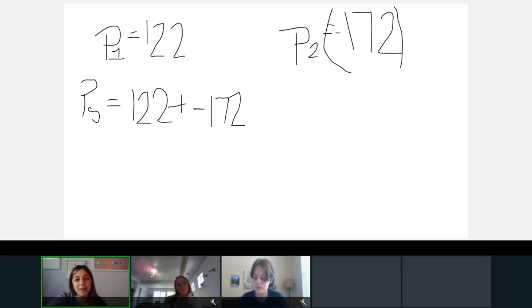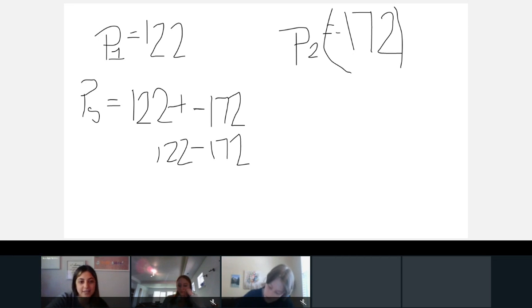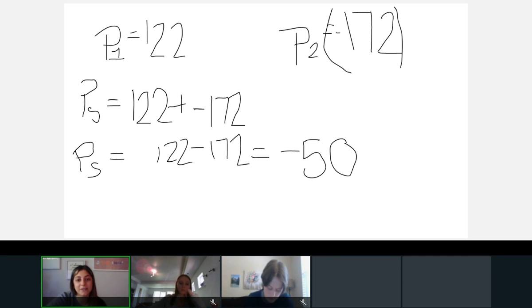So really what's happening here is we are doing 122 minus 172, right? Because if we add a negative, then it just means really subtracting it. Yeah? Okay. What is our answer going to be for this? Negative 50. And that, my friends, is the momentum. That is the momentum before and after the collision.